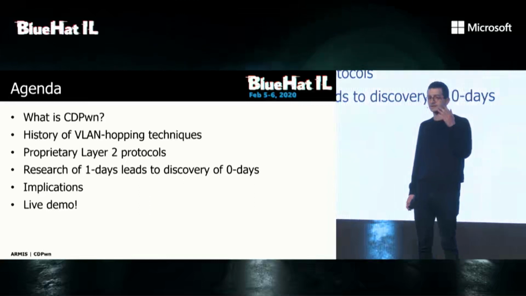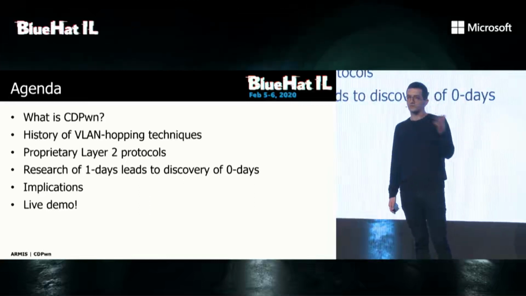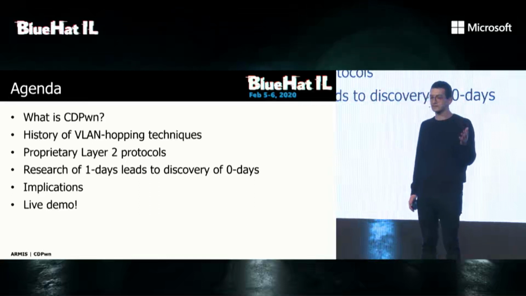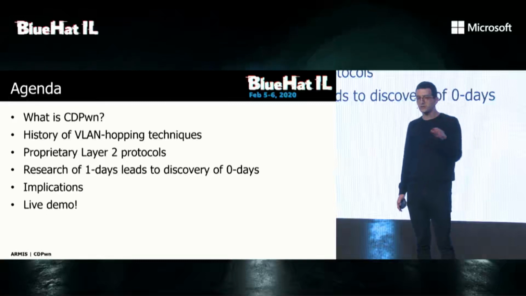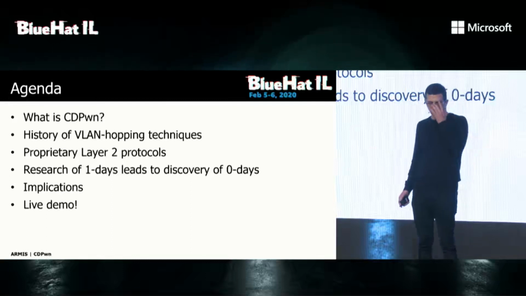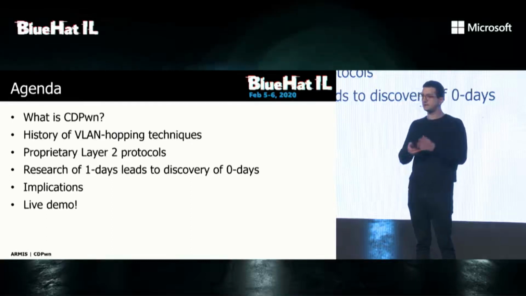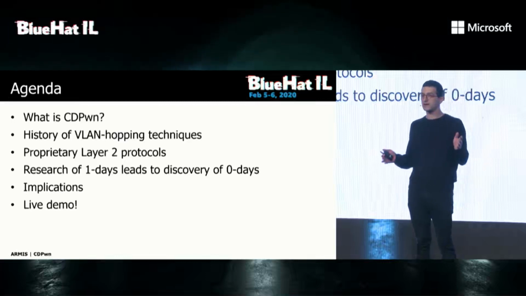CDP is a protocol from Cisco. It's a layer 2 protocol that is used by almost every device that Cisco manufactures. And it's a proprietary layer 2 protocol. So we're going to cover a bit what are those types of protocols that exist in network appliances. Not only CDP, but a wide array of protocols that actually are a very large attack surface in network appliances.